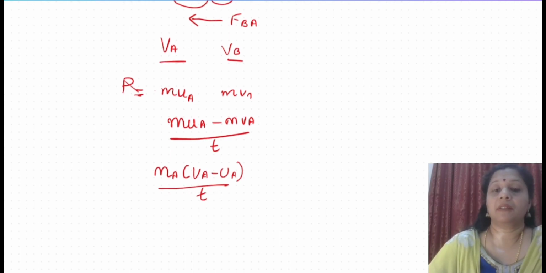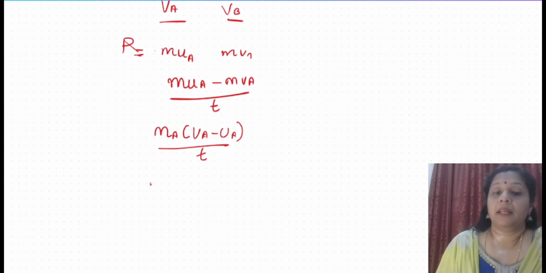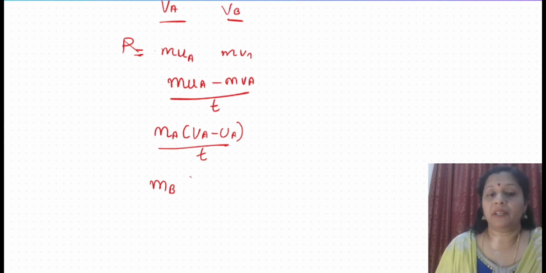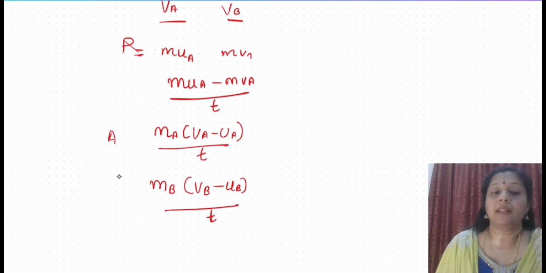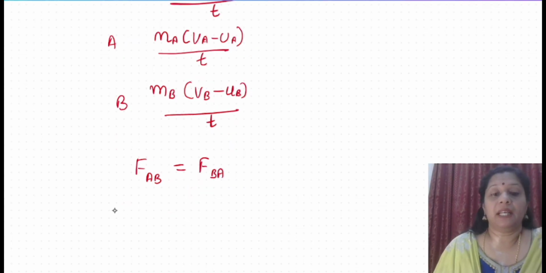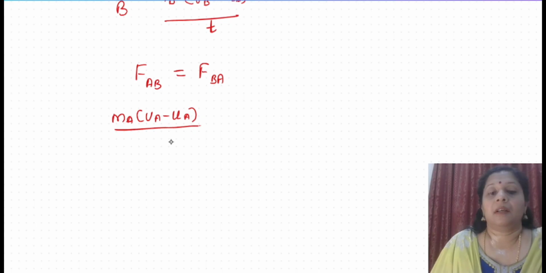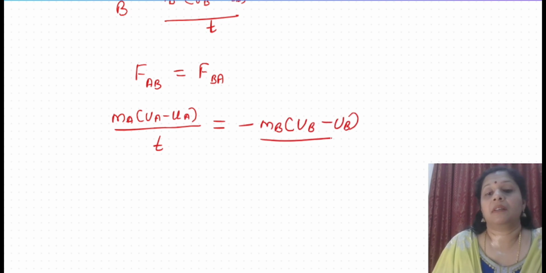That is for the first ball. The same way for the second, MB. That is the rate of change of momentum I am telling, because the initial momentum will be MB into UB, so the final will be MB into VB. So M is a common factor. If we take it out, we can take final velocity minus initial velocity upon time as the rate of change of momentum. So this is for ball A, this is for ball B. If you apply this, we know that MA into (VA minus UA) upon t is equal to minus MB into (VB minus UB) upon t.